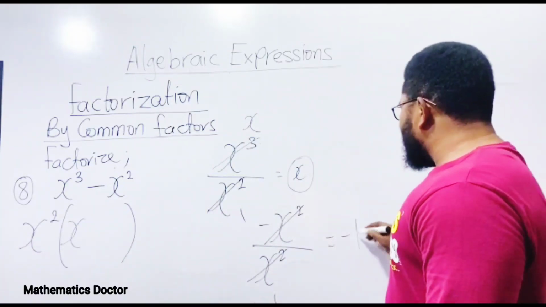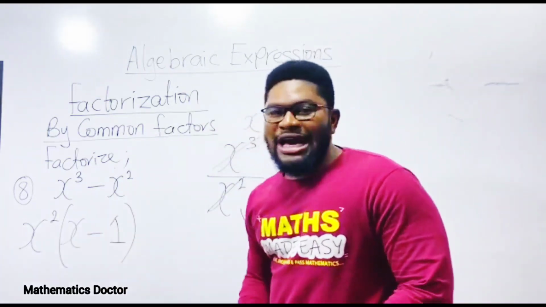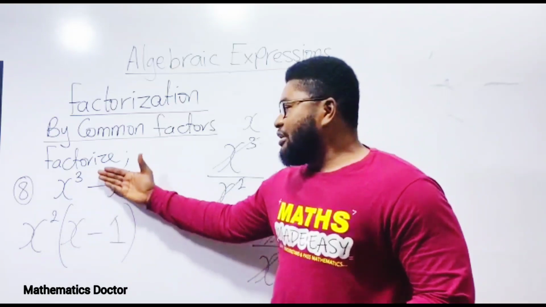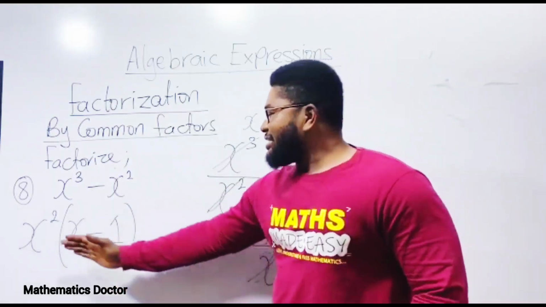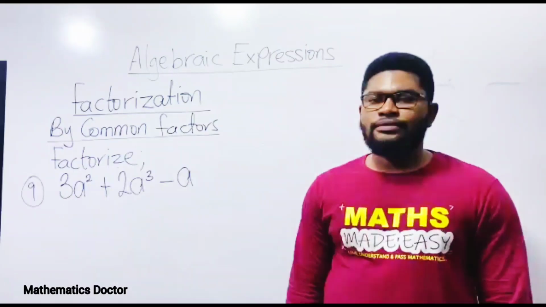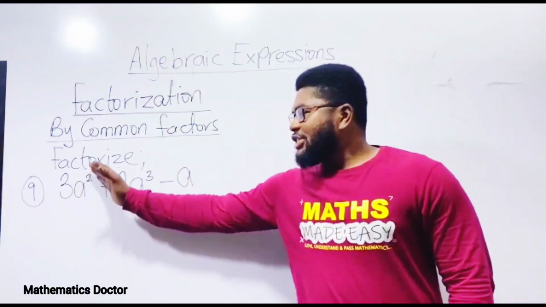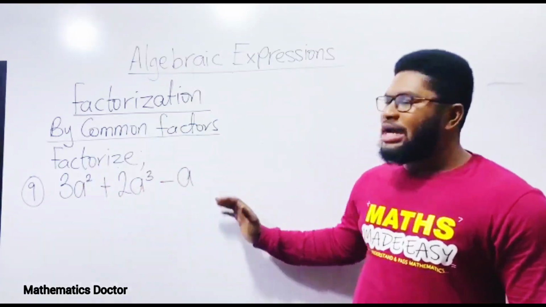So we have minus 1 as our answer. So we bring the minus 1 here. So finally, you realize that this question under the factorization will have an answer of x squared into bracket x minus 1. Number 9 says factorize 3a squared plus 2a cubed minus a.